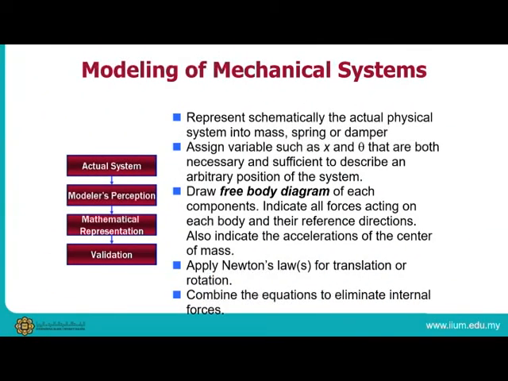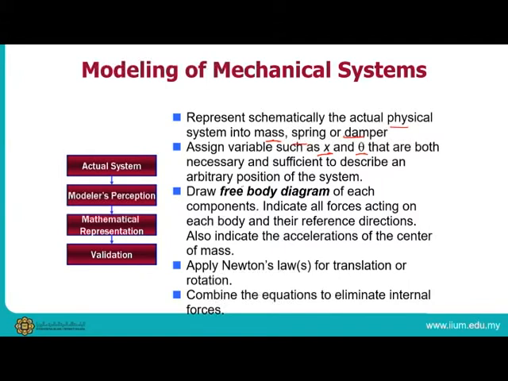So to model a mechanical system, this is the process. First of all, you need to make a schematic abstraction of the physical system into mass, spring, or damper. What does that mean? For example, if you want to do the mathematical model for human skin, human skin can be represented as a spring because it has stiffness, or there's some damper as well in the human skin. So you can represent it as spring and damper, not necessarily if a physical spring or damper exists in your system. And then there will be a variable, which is x for translational, or theta for rotational.